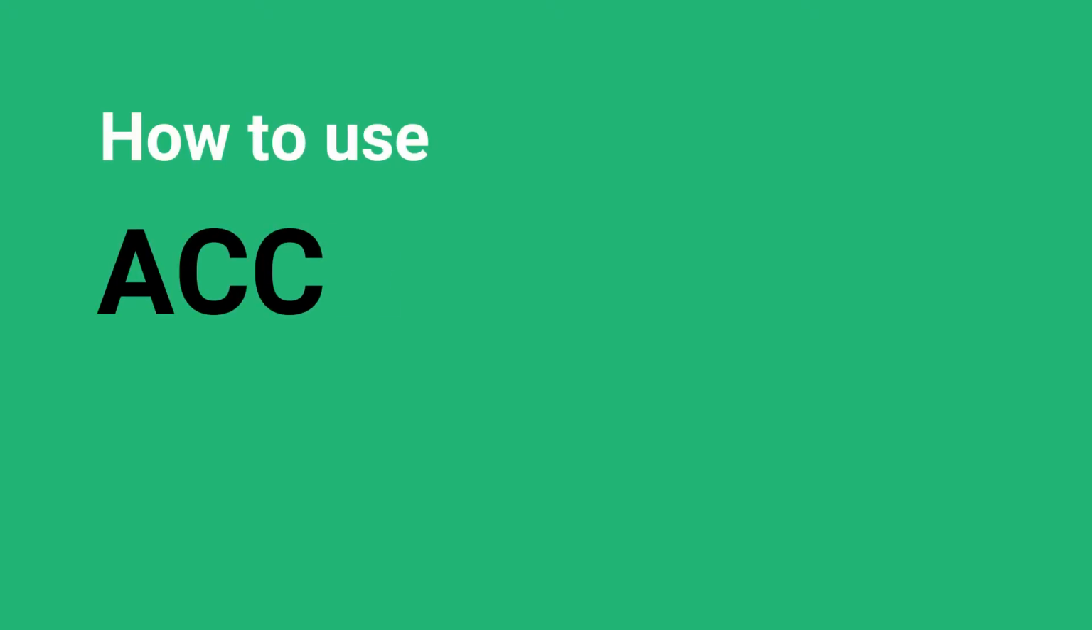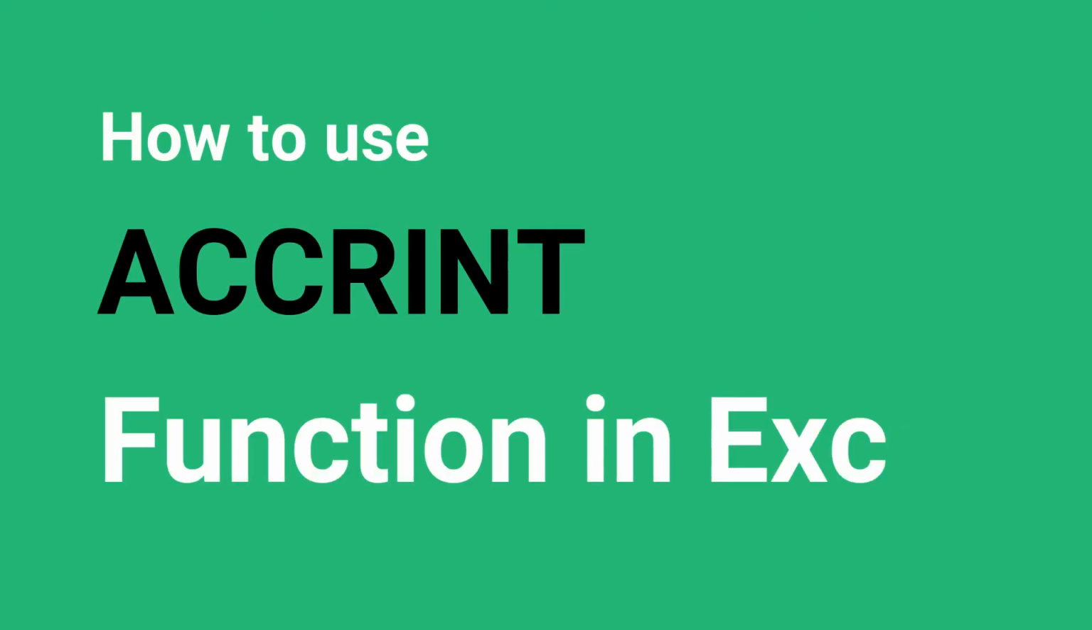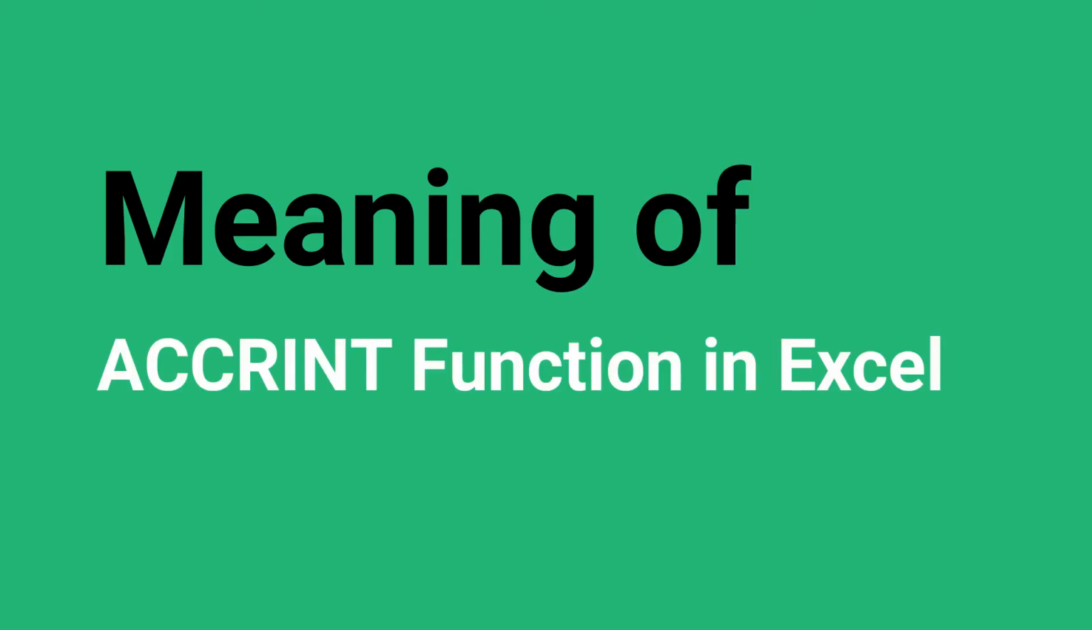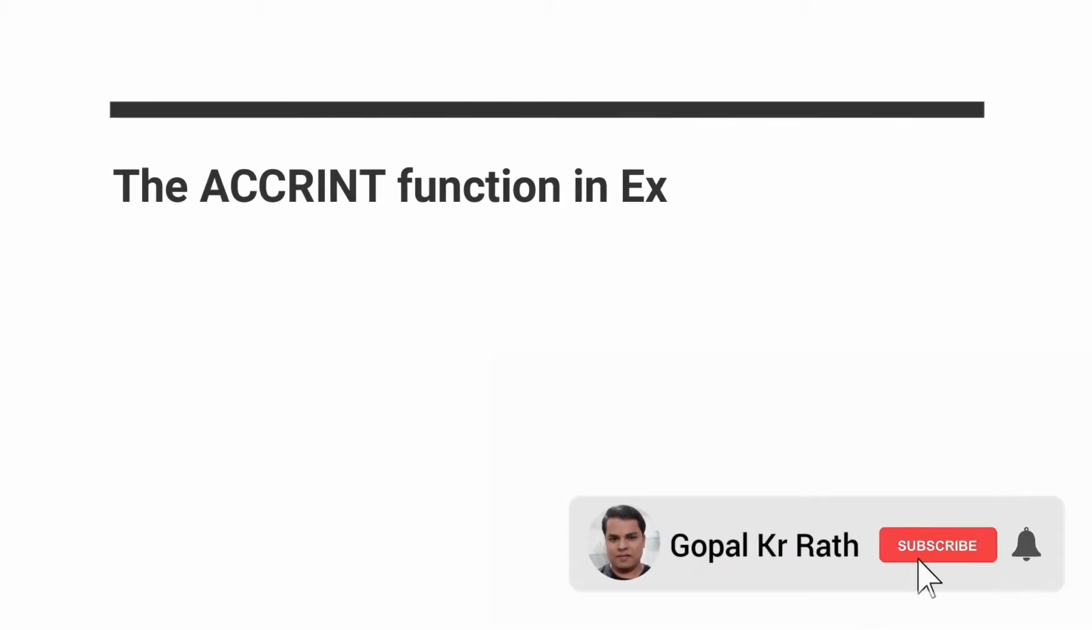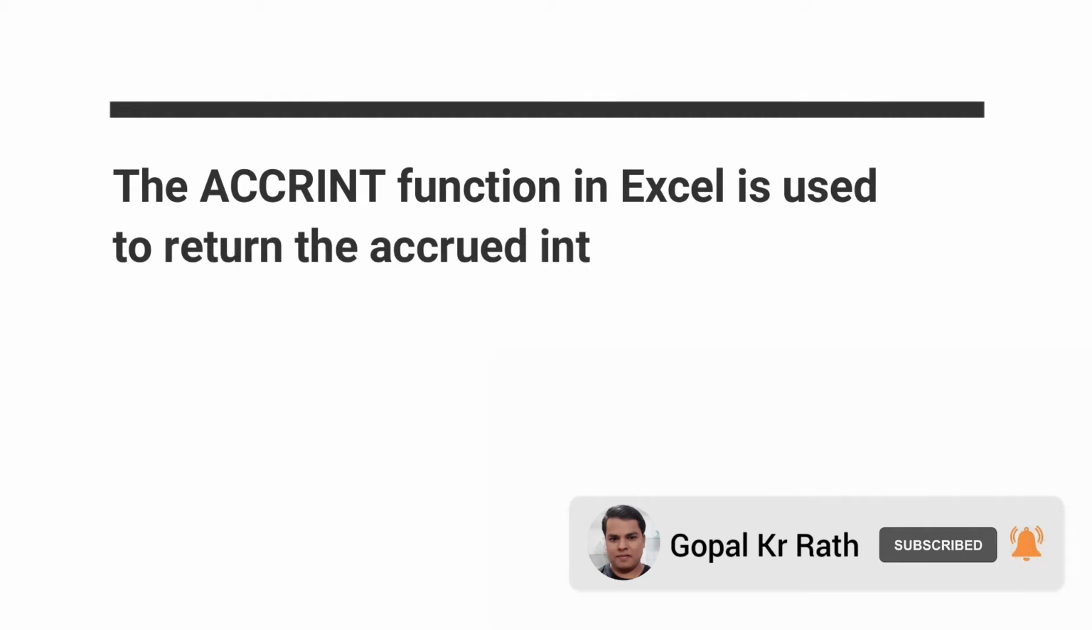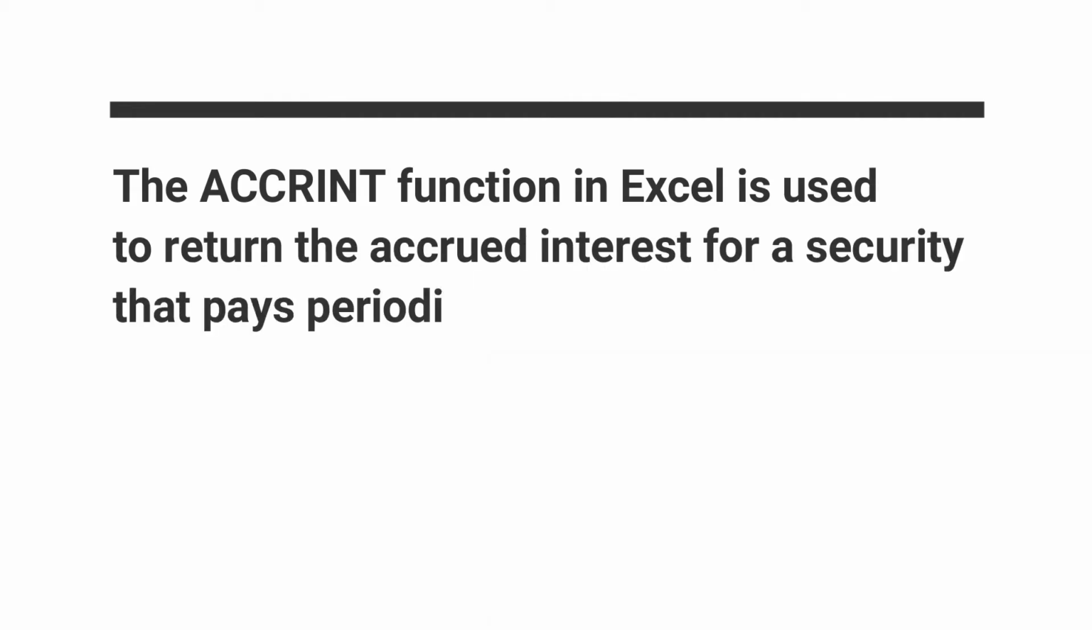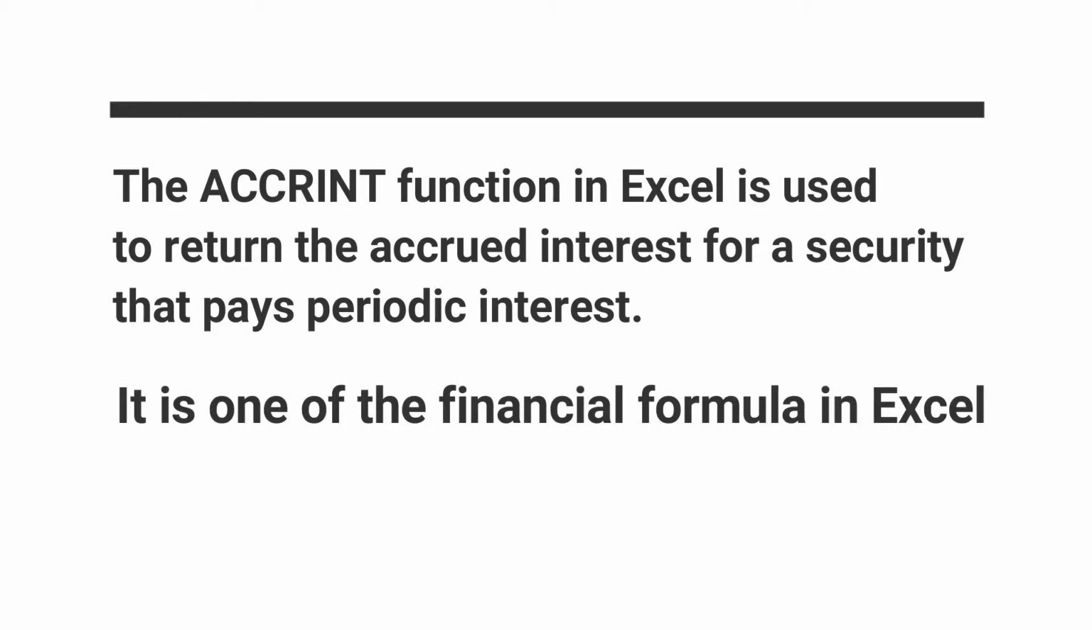In this video, you will learn how to use the ACCRINT function in Excel with examples. What is the meaning of the ACCRINT function and why is it used? The ACCRINT function in Excel is used to return the accrued interest for a security that pays periodic interest. It is one of the financial formulas in Excel.